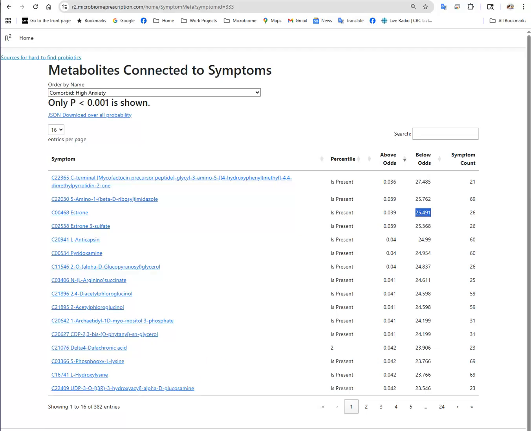Okay, I think this is long enough for this video. There is a mountain, literally a mountain of data, and you are going to be working in it for a while. Take your time learning it, and just remember that percentile, above and below odds are there. And you can say, okay, how accurate is it? Well, you can take a look at the symptom count in terms of how much data is being used to compute it.